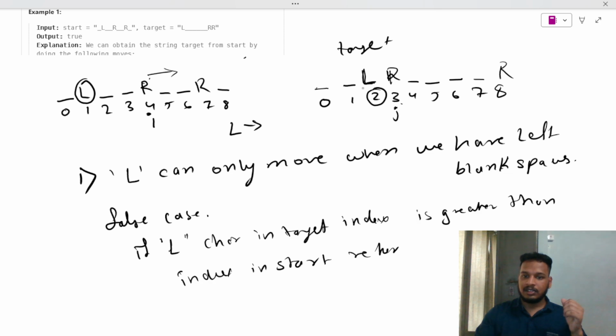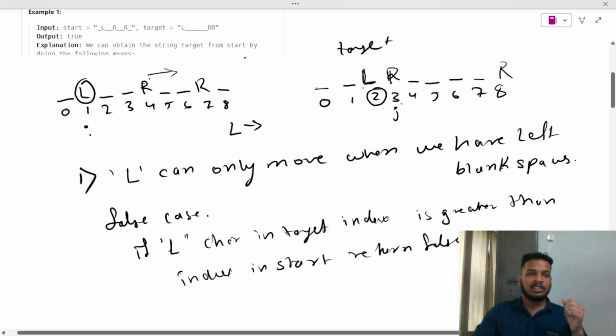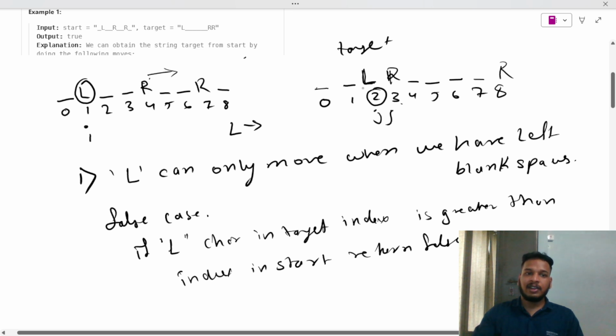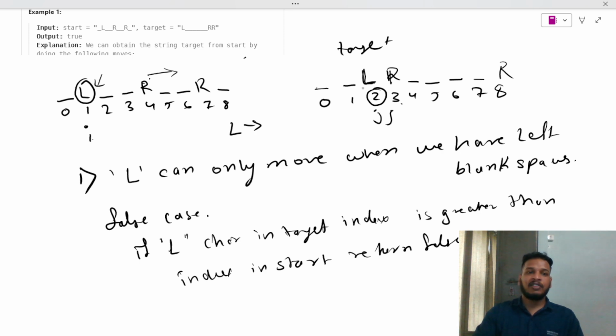Return false. What it says is, here, if my I is over here and my left is over J. Now I am saying that target index. This is my T of I, target index T of J. This is I. In this case, if my character is L, and if my J is greater than I, we have to return false.